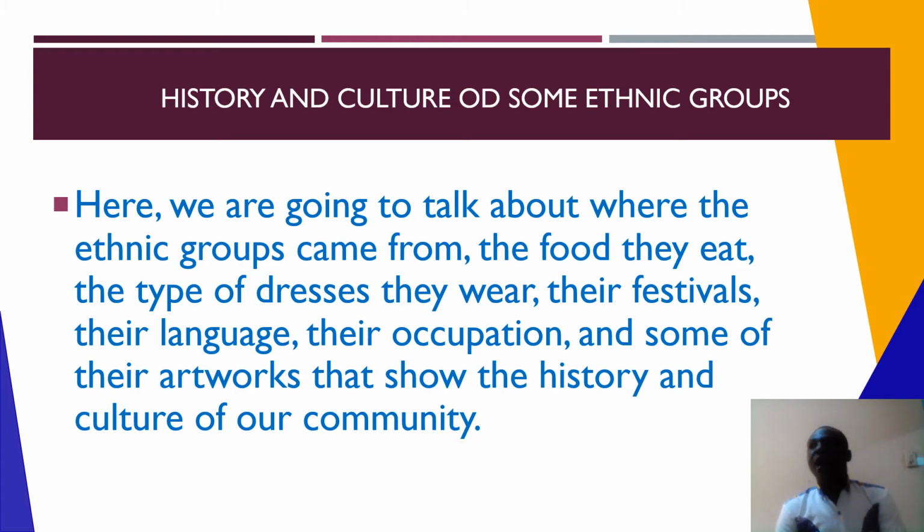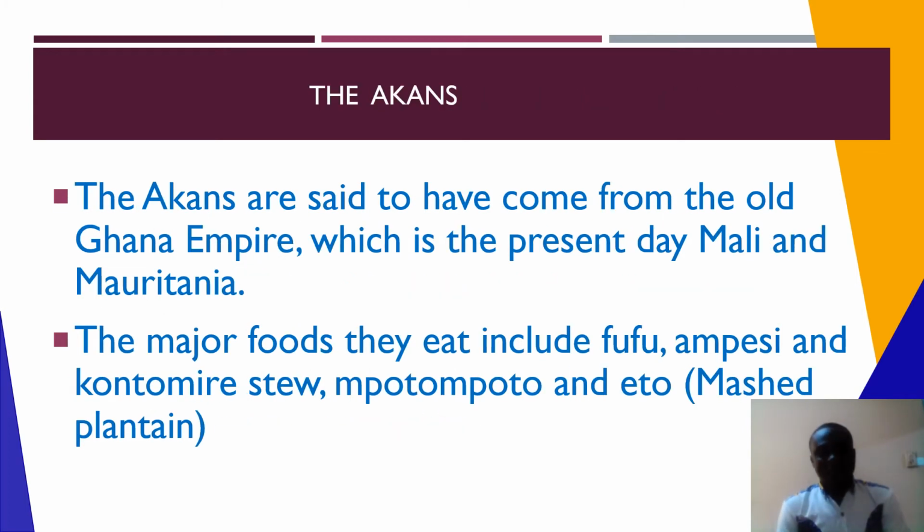So we are going to take the AKANS into consideration. The AKANS are said to have come from Old Ghana Empire, which is the present-day Mali and Mauritania. What this means is that as at the time they were there, it was called Old Ghana Empire. But currently, the place where they came from is called Mali and Mauritania.